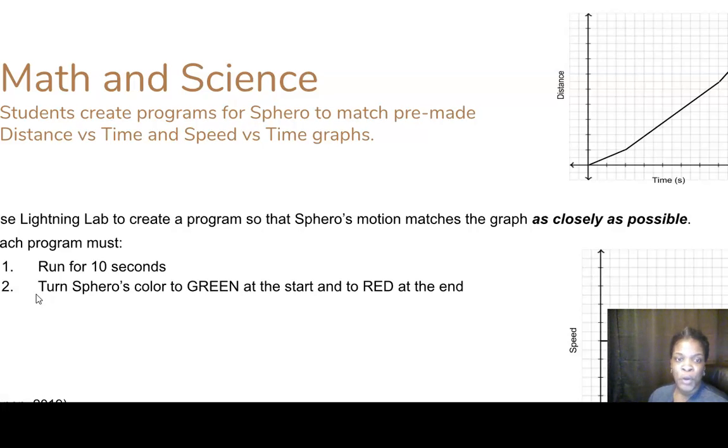So they're going to use a spiral to go the distance, and they're going to time it. Once they do that, they're going to graph it. They'll be able to graph the time and the distance on their graph. And when the spiral turns a certain color, it'll start. When it stops, it turns red.